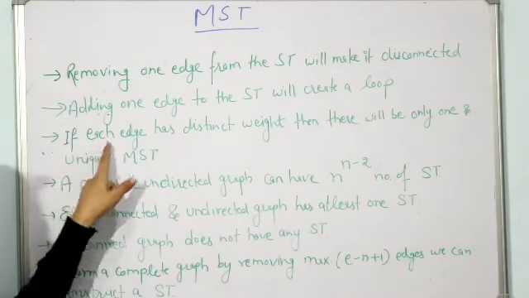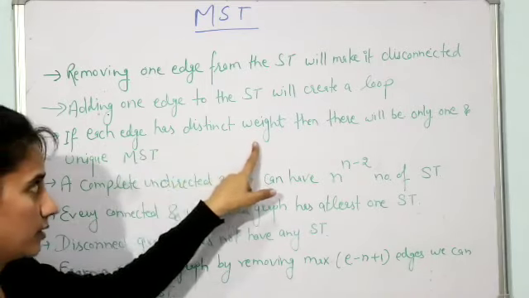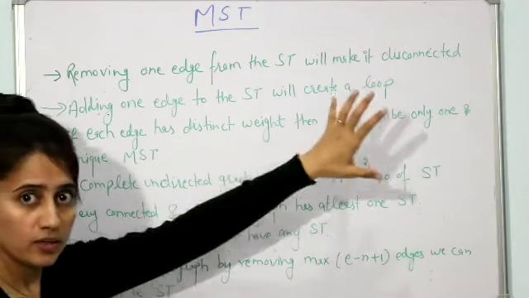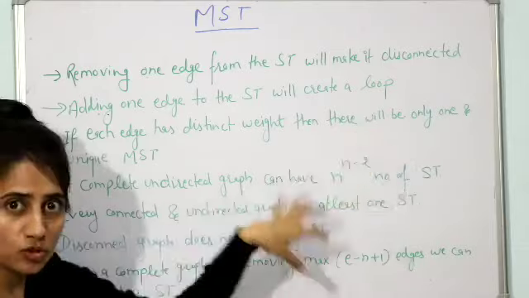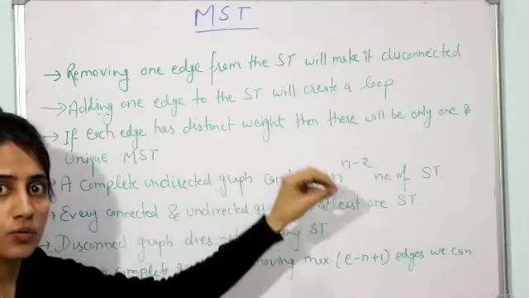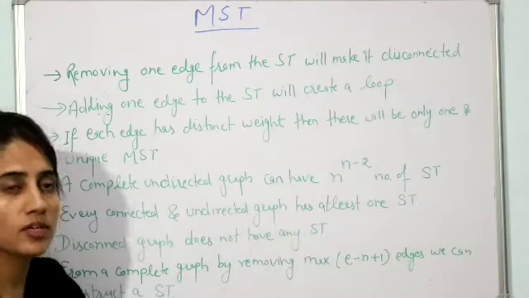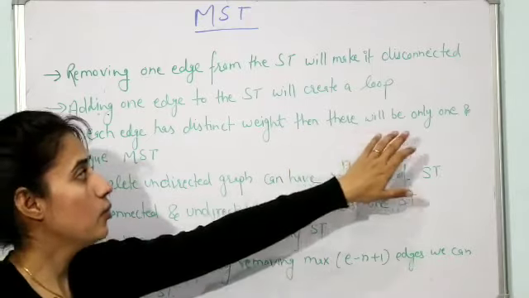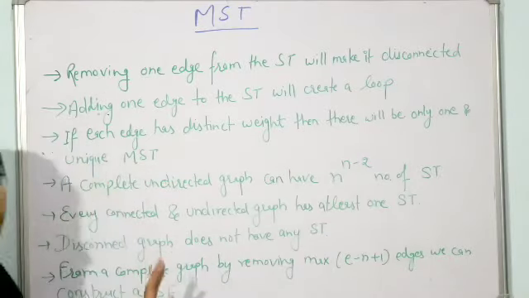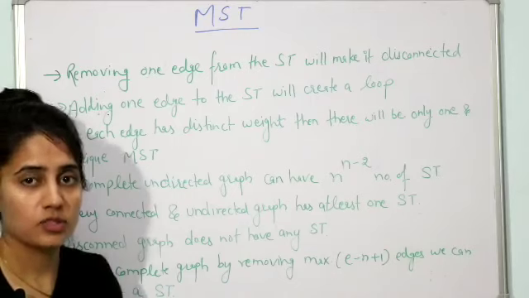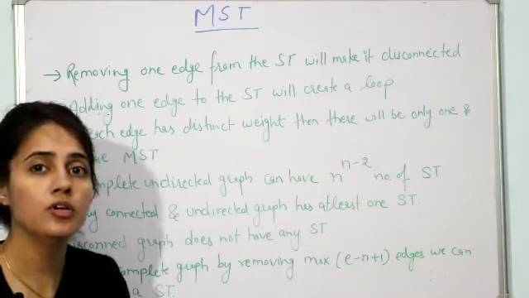Next is if each edge has distinct weight. Fine. If you have a graph and each edge of that graph has distinct weight, meaning no edge has the same weight as another, then there will be only one and unique MST of that graph. Only one MST will be there and that would be unique.